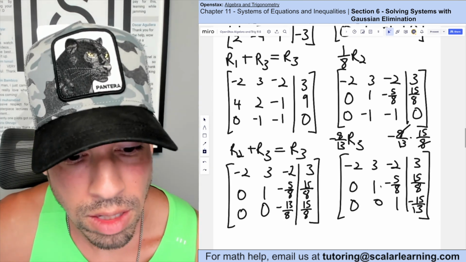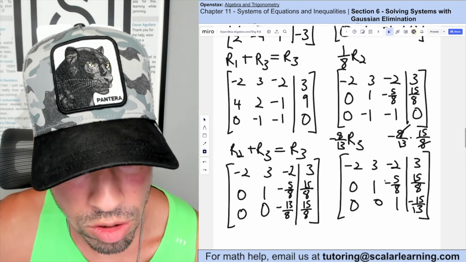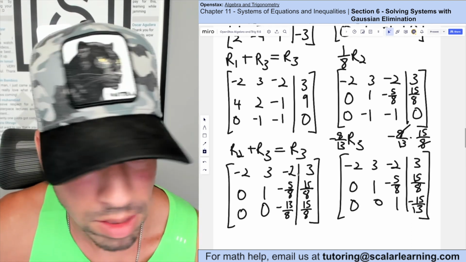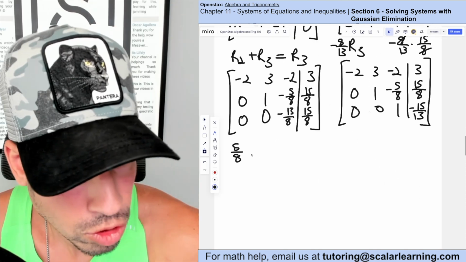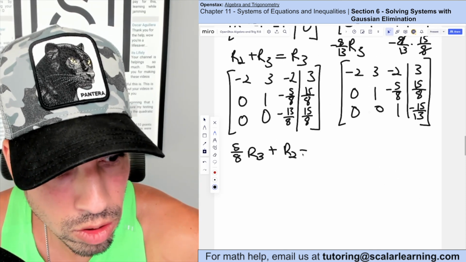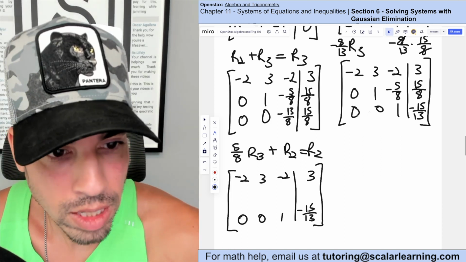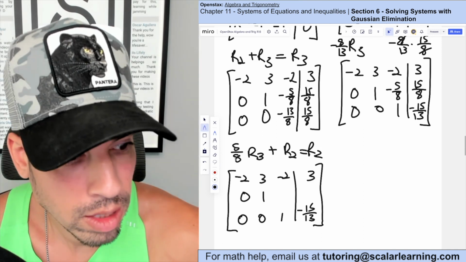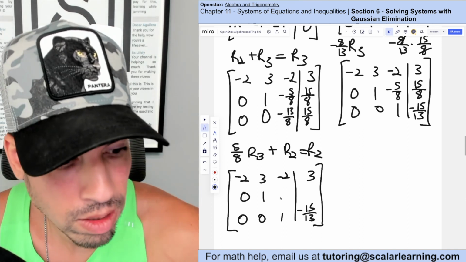Great. So next I'd love to eliminate this to a 0, the negative 5/8. So I'm going to multiply row 3 by 5/8 and add it to row 2. Let's do that now. So we got 5/8 times row 3 plus row 2 to get a new row 2. Let's write it out. So we got 0 plus 0 is 0. 0 plus 1 is 1. And then 5/8 times 1 is 5/8 plus negative 5/8 is 0.